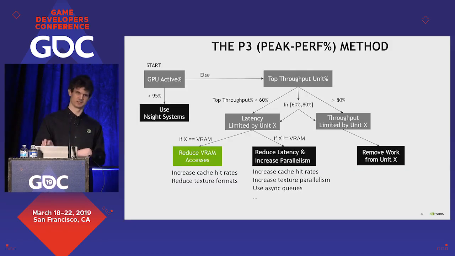Now I've added a new node in the decision tree here. So if we are in the latency limited case on the left, with the top throughput less than 60, we check the top unit. If it's VRAM, we are VRAM latency limited. And in this special case, the thing to do is reduce VRAM accesses. This is it. This is simpler. And you can do that by increasing the hit rates of the L1 or L2, or by reducing the amount of VRAM accesses themselves by reducing the amount of bytes that get fetched, for example, using tighter texture formats, just reducing the amount of traffic bytes that get requested from VRAM.